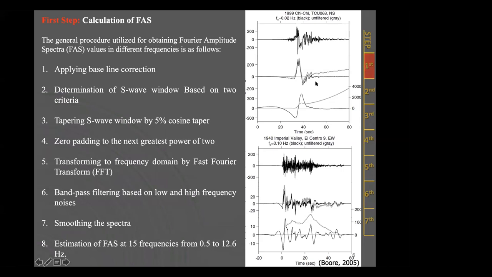But when you go to velocity and when you go to displacement, it can be really affected by such noises. And here you can see another example, and you see that, for example, displacement can be extensively affected by low frequency noise.